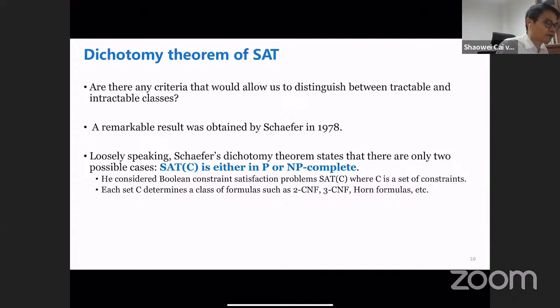That means that for every class that we can characterize by some constraint types, we can tell it is in P or NP-complete, and no other types, not in the middle, something like that. And here he considered the Boolean constraint satisfaction problems, which is a general version of SAT. And a class of SAT is defined by a set of constraints C. So each set C determines a class of formulas such as 2-CNF, 3-CNF, Horn formulas.